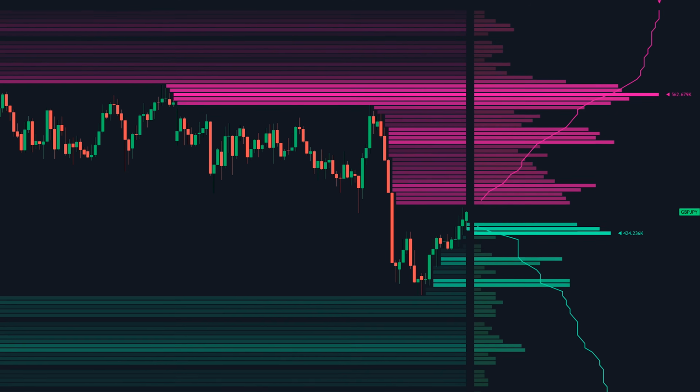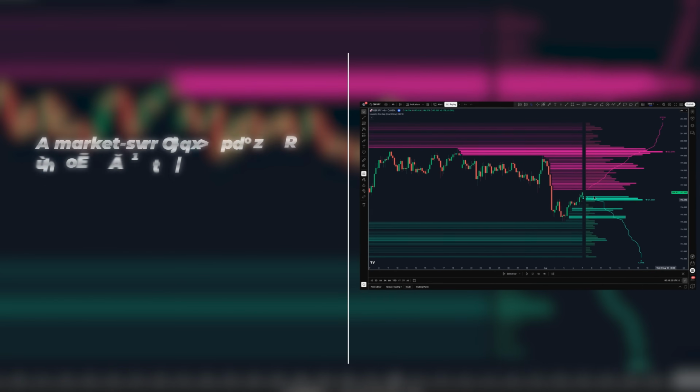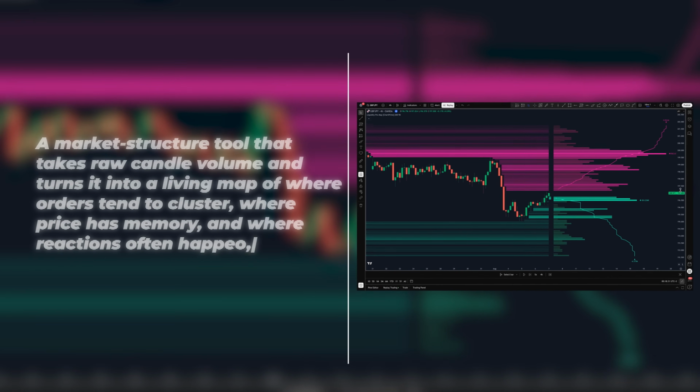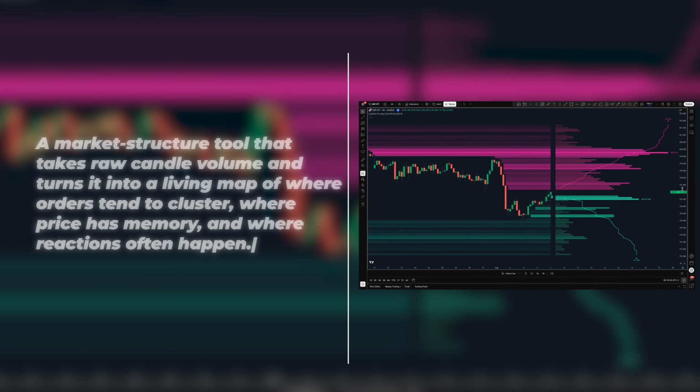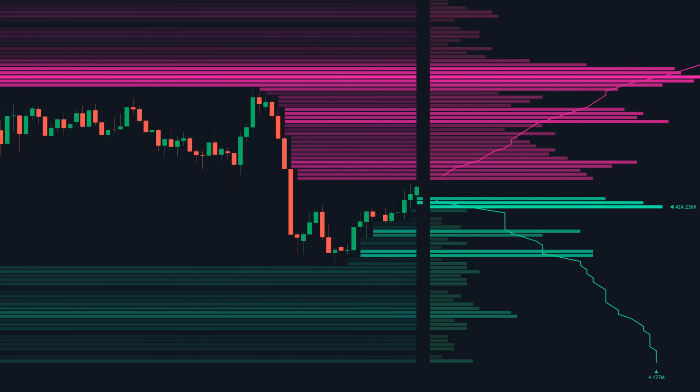Ladies and gentlemen, this is the all-powerful Liquidity Pro Map, a market structure tool that takes raw candle volume and turns it into a living map of where orders tend to cluster, where price has memory, and where reactions often happen. And here's the quick version so we're on the same page.